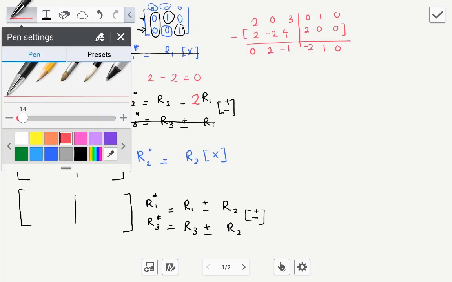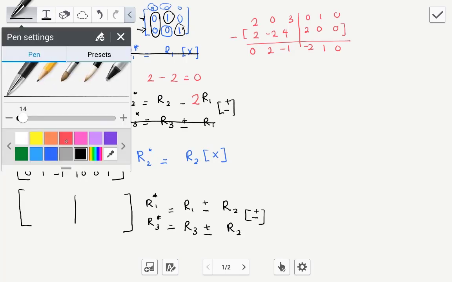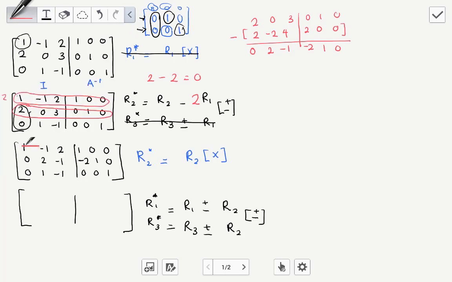Students, be very careful. You only did operation on row 2, meaning your row 1 will maintain as it is: 1, negative 1, 2, 1, 0, 0. But you have a new row 2, which is 0, 2, negative 1, negative 2, 1, 0. And row 3, you're going to maintain as it is: 0, 1, negative 1, 0, 0, 1. Students, did you realize that you have managed to change your column 1 to 1, 0, 0? Now our focus is on column 2.